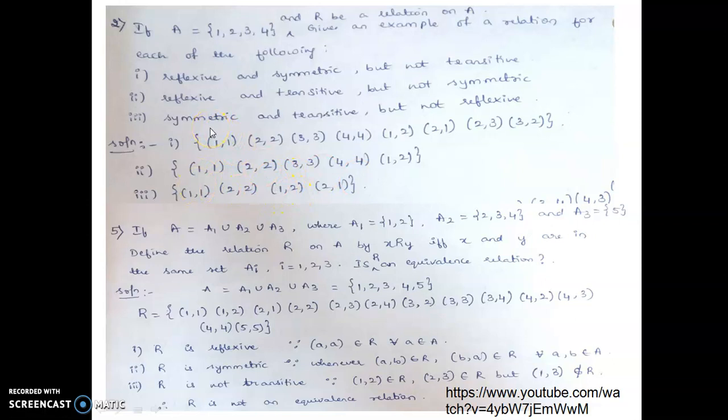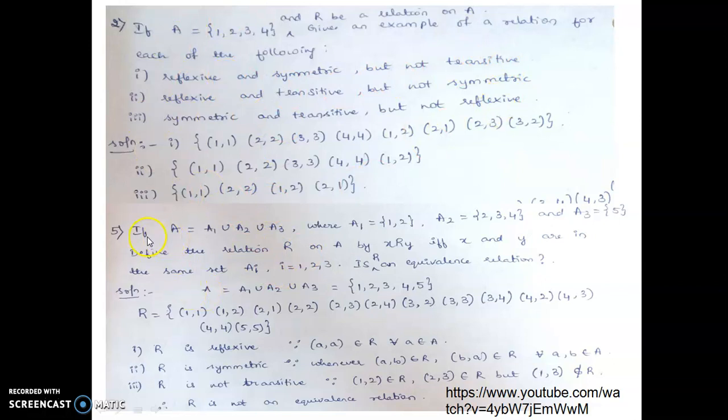It should be symmetric, and it should be transitive but not reflexive. Symmetric, if you see 1 1, 2 2, 1 2, 2 1, by this you can say that it's a symmetric one. And it is transitive: 1 1, 1 2 and 1 1, 2 2, 1 1, 1 is there. So here you can see this is not reflexive, because all the diagonal elements are not there. And by this you can say that you have fulfilled this criteria.